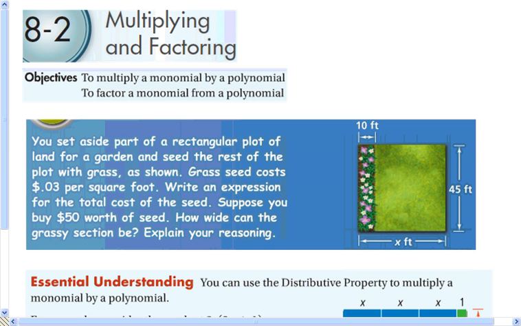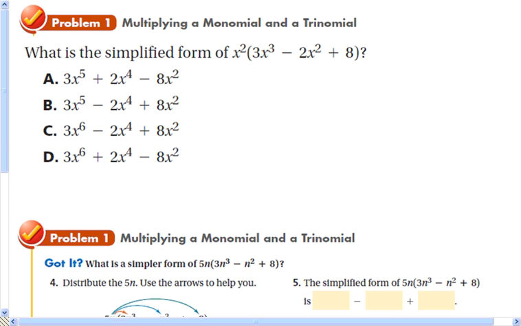All right, our objective is to multiply a monomial by a polynomial and to factor a monomial from a polynomial. So let's check this out. What is a simplified form of x squared times quantity 3x cubed minus 2x squared plus 8? Okay, this is just a place where we need to use the distributive property. So what we're going to do is multiply this x squared times 3x cubed, x squared times 2x squared, and x squared times 8. And since this is multiple choice, we'll use some of our strategies here.